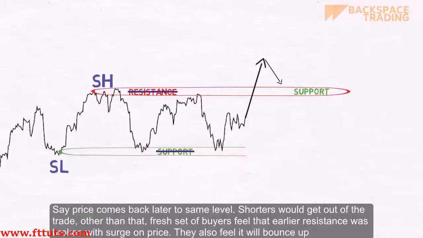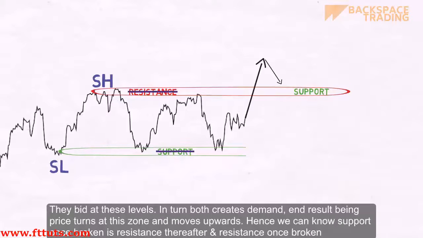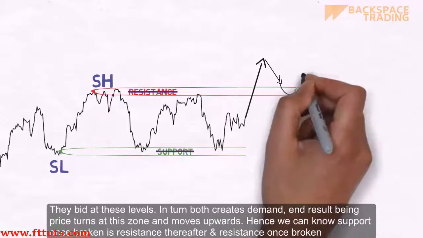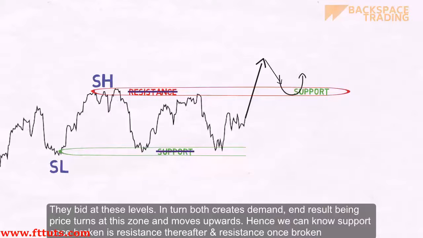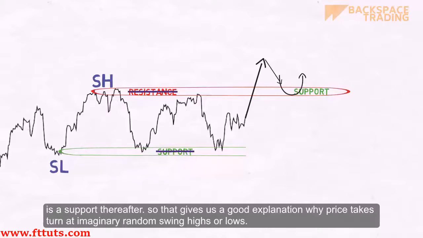Other than that, a fresh set of buyers feel that the earlier resistance was broken with a surge in price. They also feel it will bounce up. They bid at these levels, and in turn both create demand. The end result being the price turns at this zone and moves upwards. Okay, hence we can know support once broken is resistance and resistance once broken is support. So that gives us a good explanation why price takes a turn at imaginary random swing highs or lows.